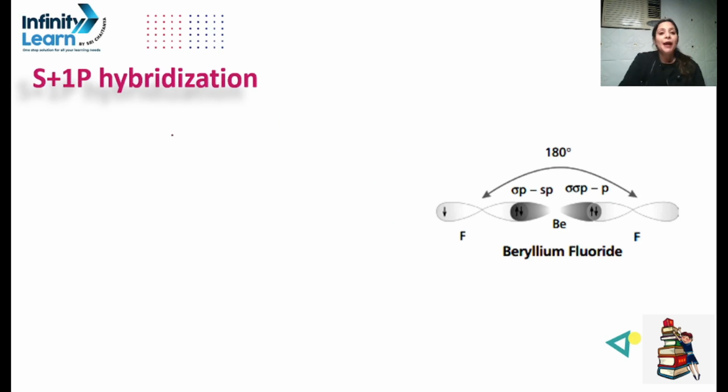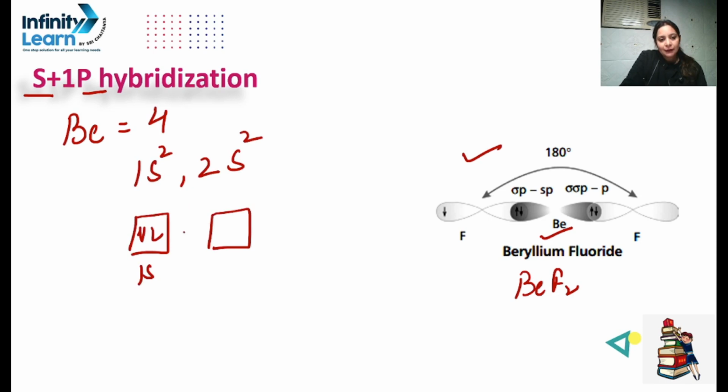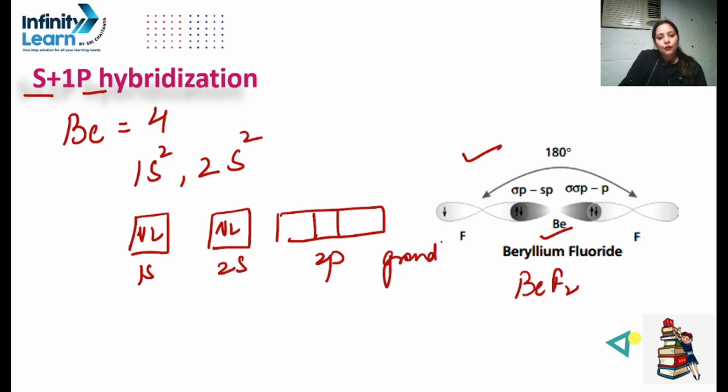I'll give you one example to explain it. Let's talk about sp hybridization, where one s orbital and one p orbital are participating. Let's talk about beryllium fluoride, which is BeF2. Here the central atom is beryllium, and you know that the atomic number of beryllium is 4. So if you write its configuration, it is 1s2, 2s2. We can show it like this also. This is 1s, and this is 2s, and 2p is empty. Okay, 2p is empty. Now this is the ground state configuration.